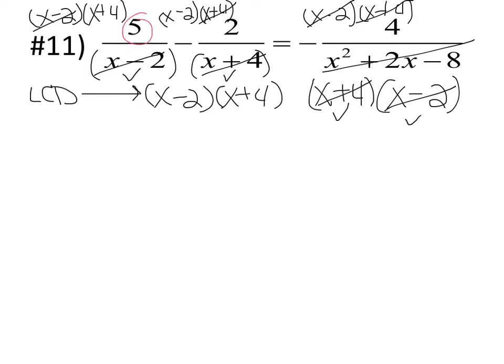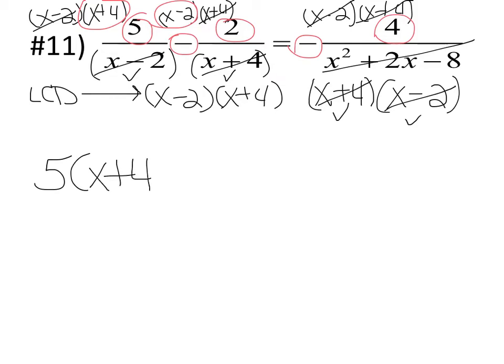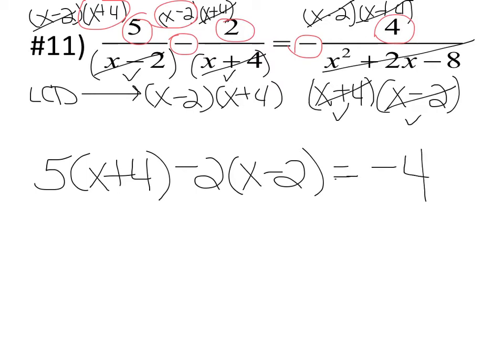We've got a 5 and an x plus 4, a 2 and an x minus 2, and a 4 and a negative. So let's write it out. 5 times x plus 4. Do not skip this step, because if you do, you will inevitably distribute a 2 instead of a negative 2, is equal to negative 4.